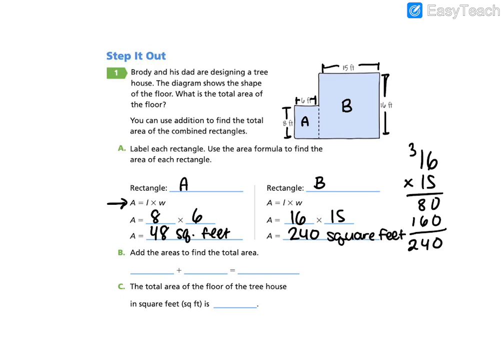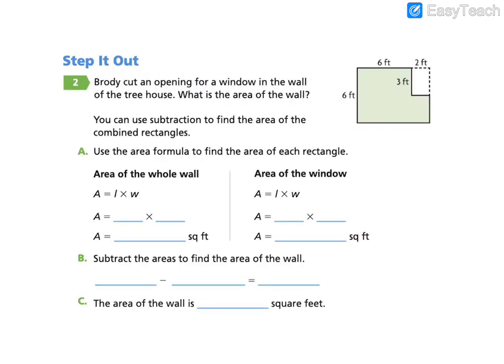Now, in order to find the total area of both rectangles, we need to add. So we add our 48 square feet plus our 240 square feet. And we find that we have a total area of 288 square feet. So here's our abbreviation for square feet right there. And the total area is 288. Okay, let's go into the next one.